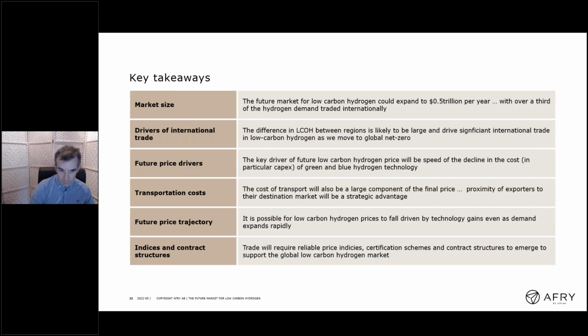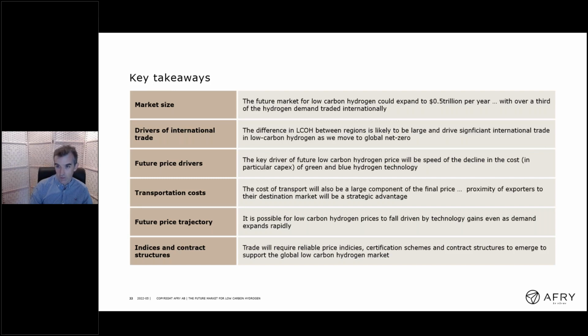These are some of our initial thoughts. The first thing that it shows is that if we are going to move to net zero, the market for low carbon hydrogen is going to expand dramatically. And as we get to 2050 and 2060, we're measuring numbers not in millions and billions, but even trillions of dollars, so $500 billion per year of market size. The other thing that the model shows is that there is a rationale for international trade in low carbon hydrogen.